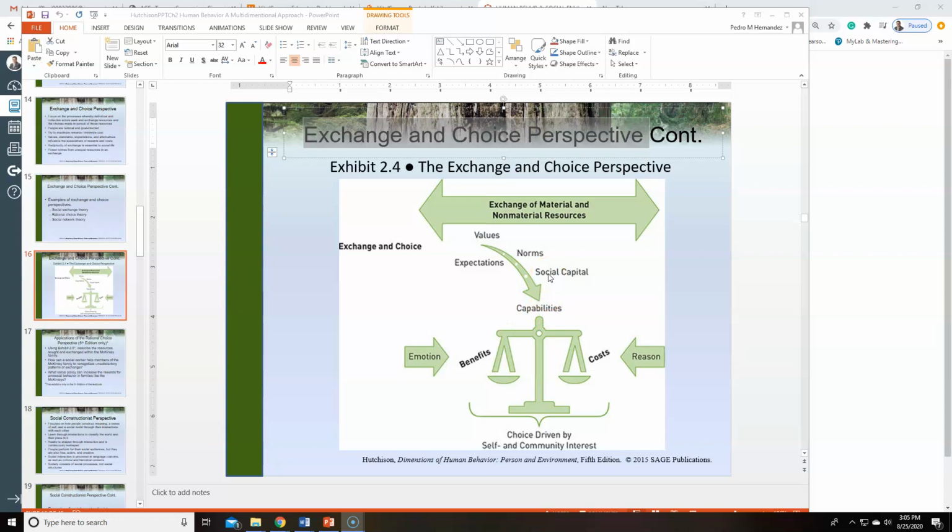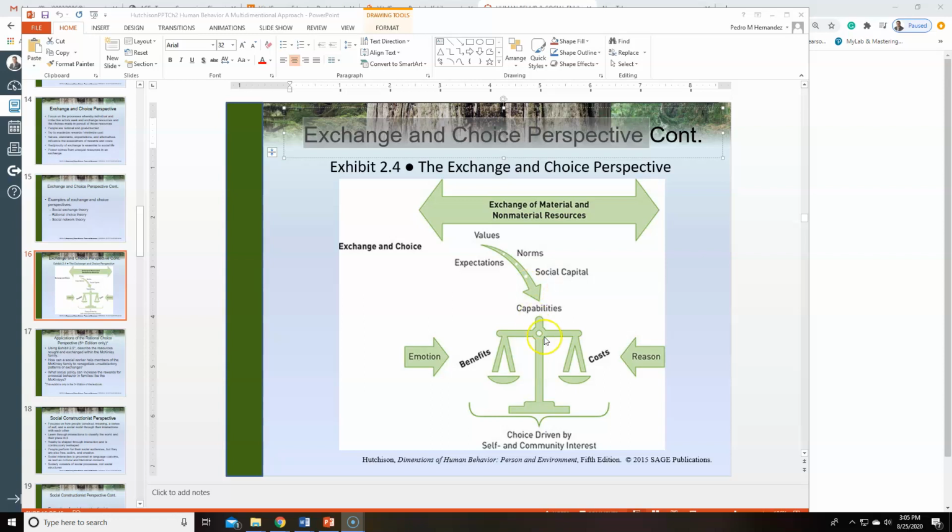Some of them can be transformed into material resources, right? Because social capital, for instance, is your friends, your family, connections, right? And those could influence, for instance, your job or getting a job, and all those things.